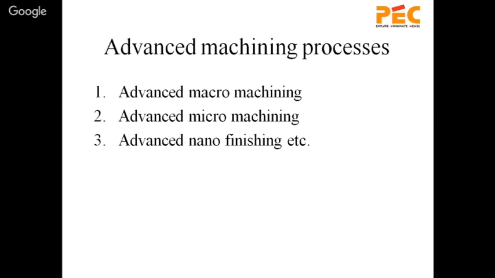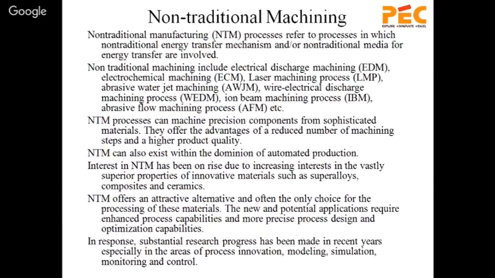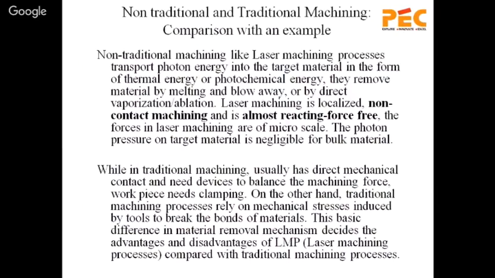that is macro, micro and nano finishing. So advanced micro machining processes use mechanical force, utilization of direct energy, and electrochemical or chemical reaction. These are known as thermal micromachining or chemical and electrochemical micromachining. Non-traditional machining is quite well known, you people know it, so I have not gone through this. In that case it is direct vaporization or ablation.